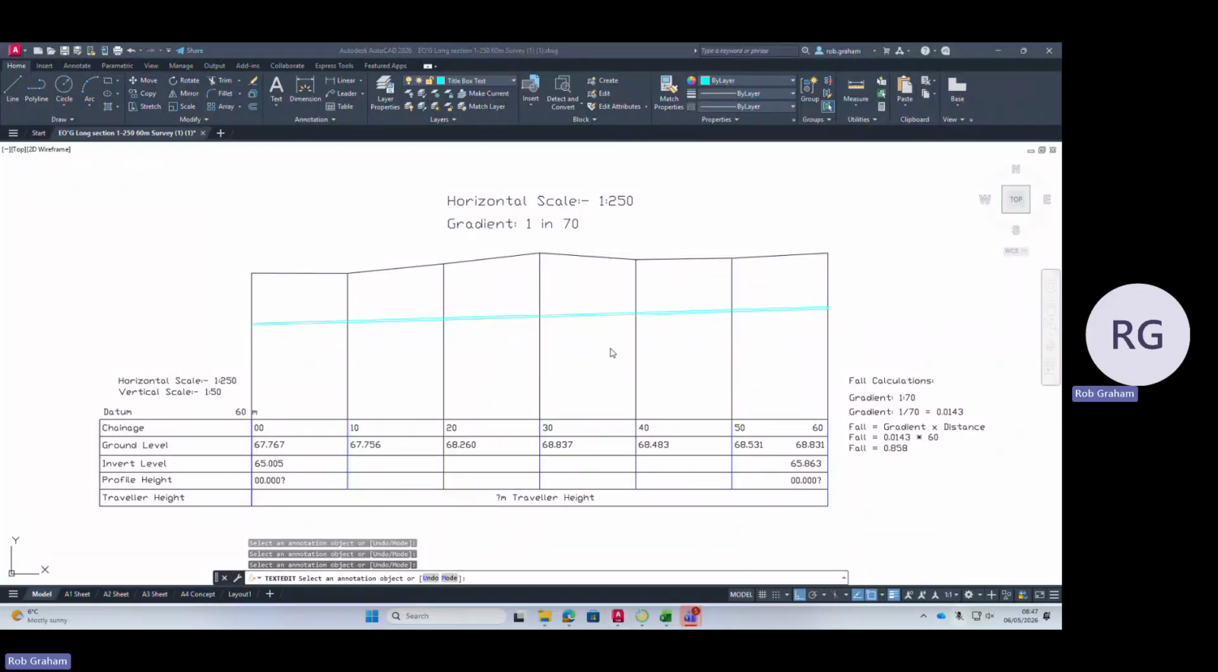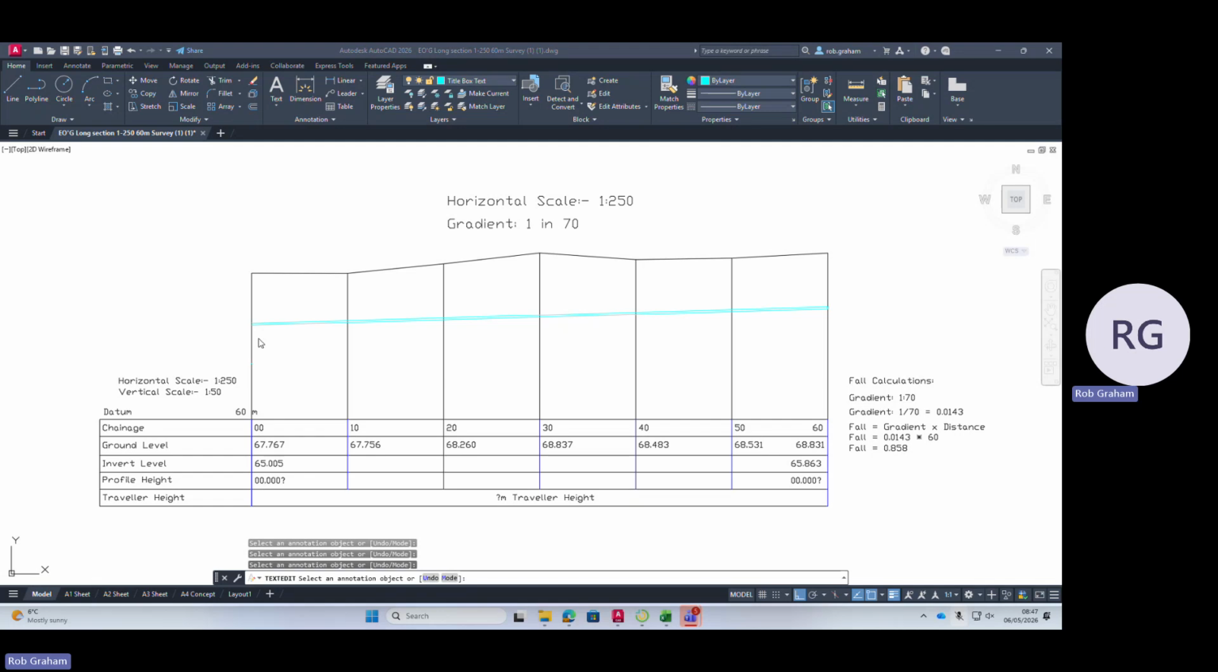Yeah, so the final part of this then, guys, will be the calculation of your profile heights and recording that on a data sheet. Now, profile heights are different for everyone and they can be complicated.